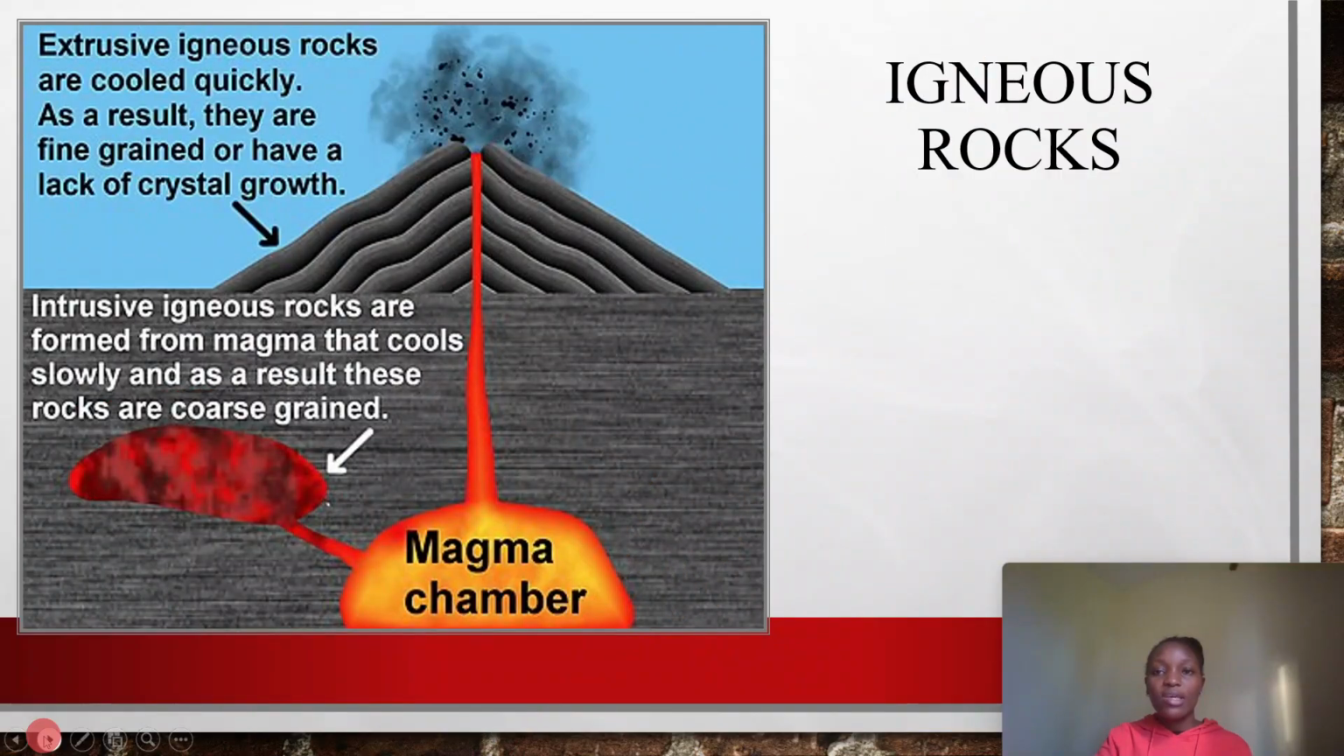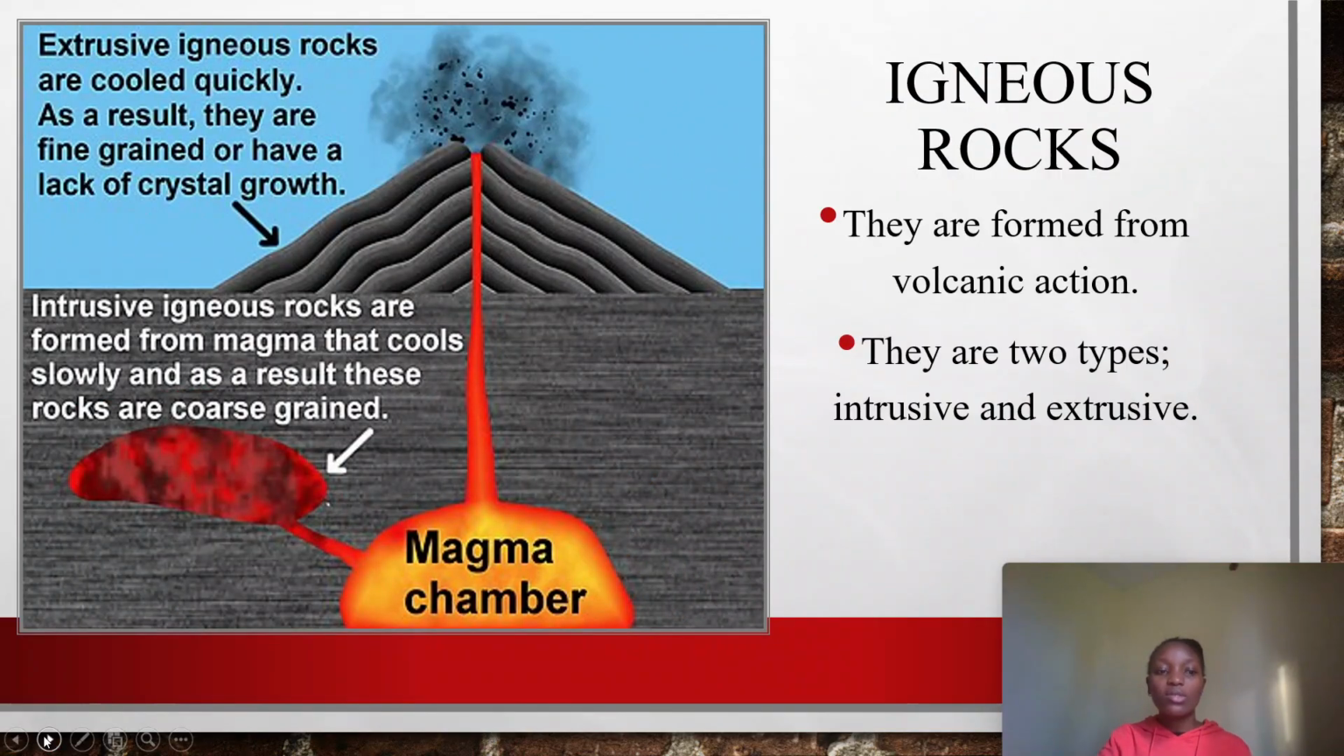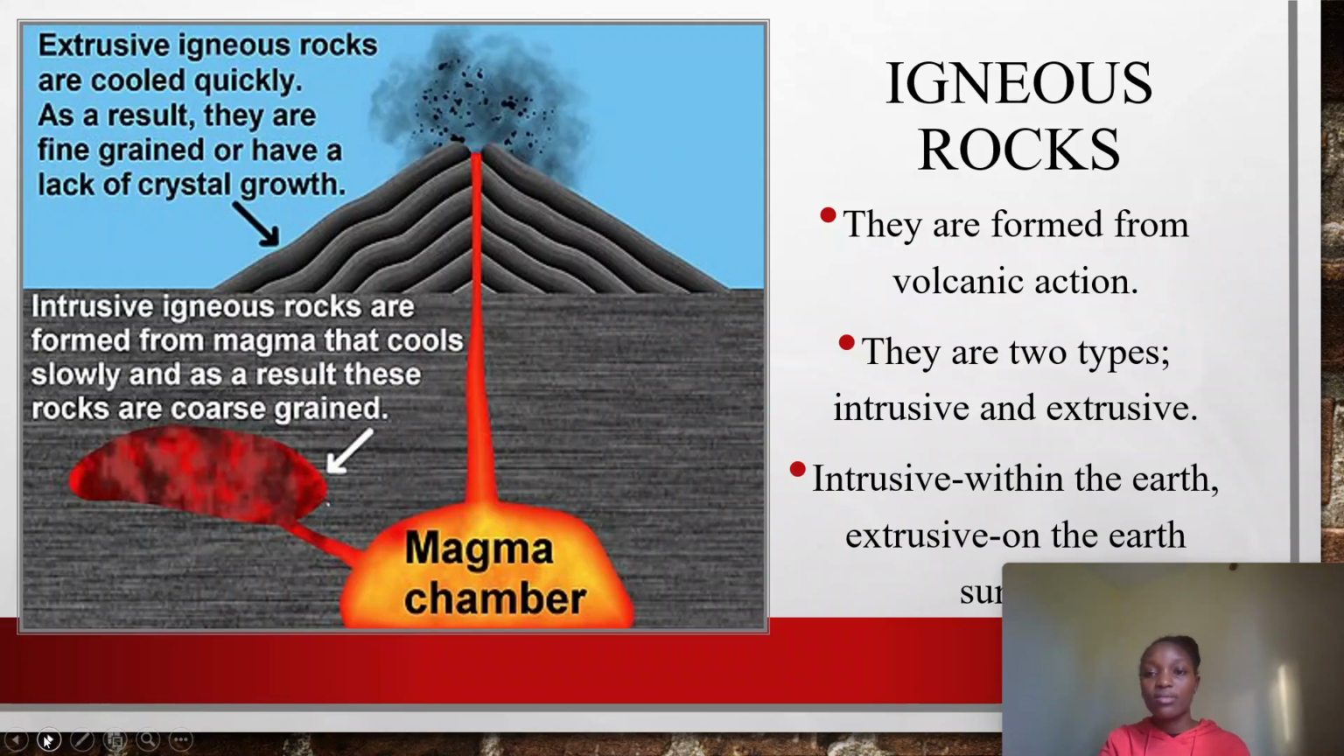Now the second type is the igneous rocks. These are rocks that are formed from volcanic action. There are basically two types, that is the intrusive and the extrusive. Intrusive igneous rocks are rocks that are formed within the earth, while extrusive igneous rocks are rocks that were formed near the earth's surface or on the earth's surface.